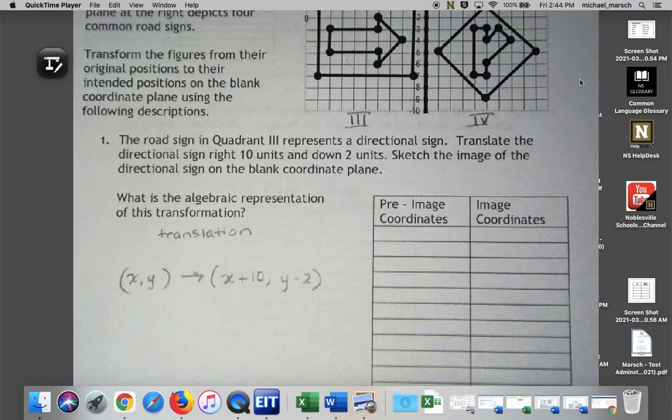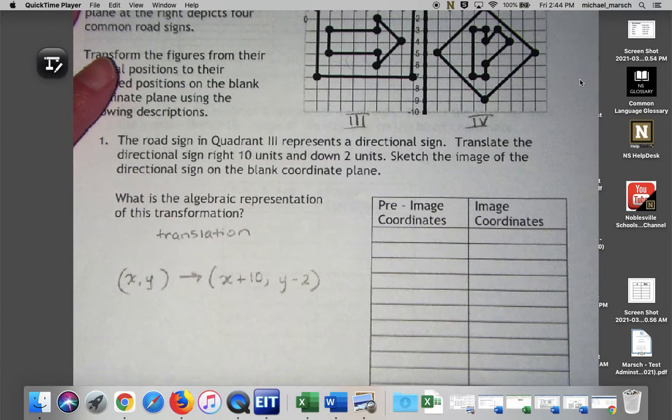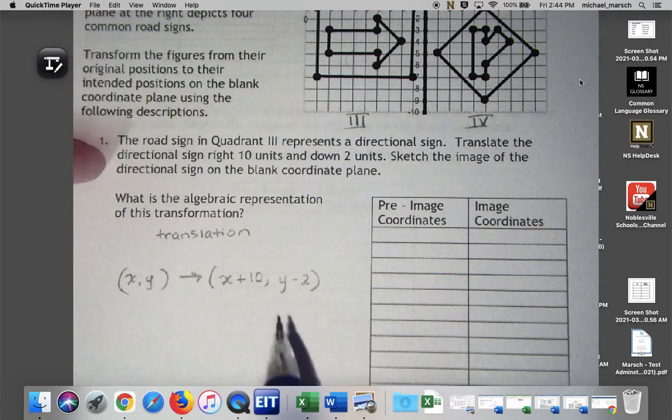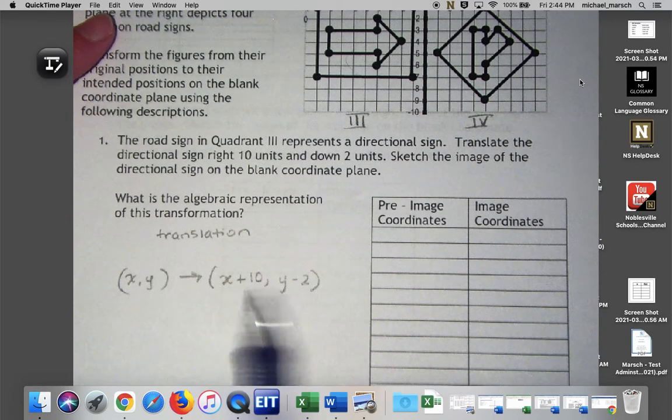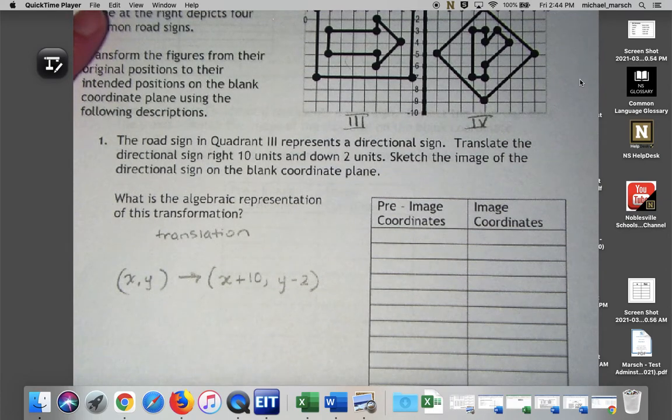So does that mean over 10 up 2? It means to the right 10, down 2. Okay? If they said to the left 10, then this would be minus 10 here. If they said up 2, this would be plus 2. Well, then with the arrow, how are you supposed to get? So that's why we're doing it together, right?